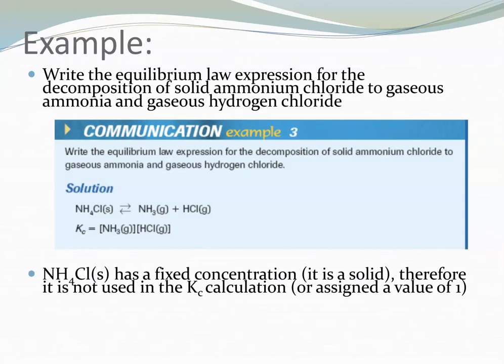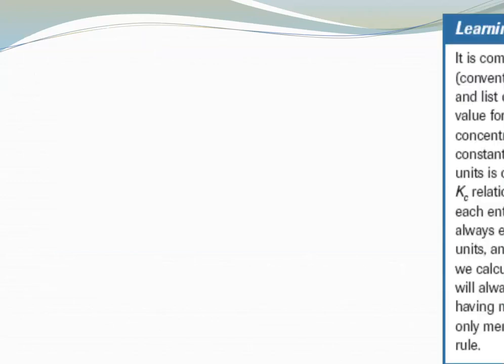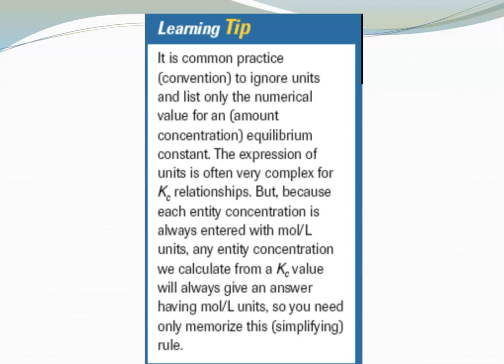Another important rule to consider when writing equilibrium expressions is that solids have a fixed concentration, and so they are not included in the expression at all. This means that we need to be aware of the states of matter for each entity. The equilibrium constant is typically written without units, because the mole per liter values will usually cancel out. Just remember that the constant has no units, but the concentrations are measured in moles per liter.